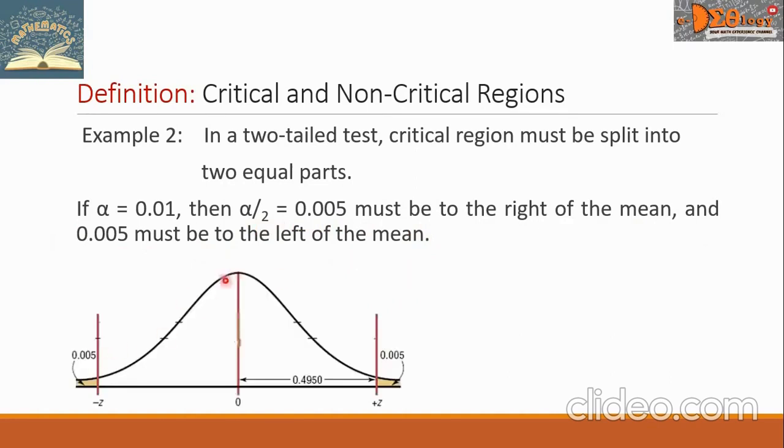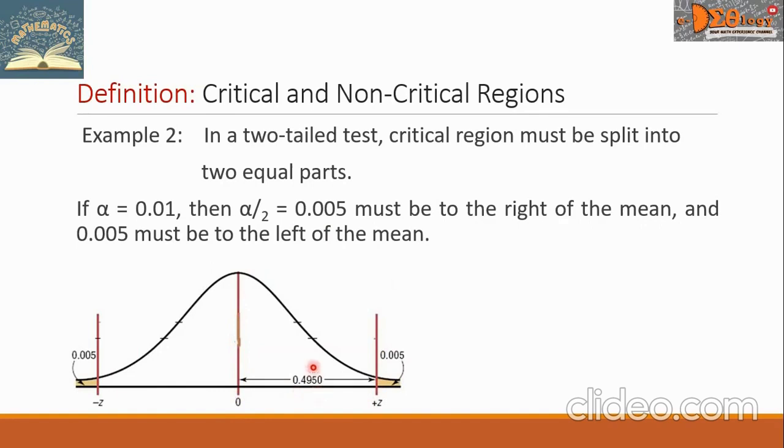This is the corresponding figure for a two-tailed test. The 0.005 is on the right and on the left tail respectively of the figure. Considering half of the area from the center up to this division line, the area is 0.4950.